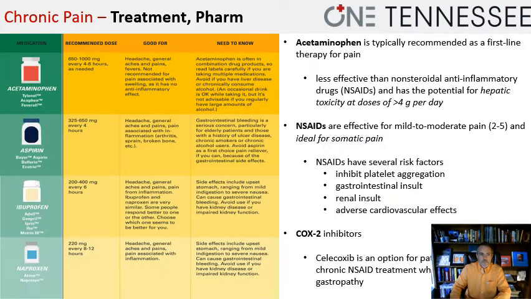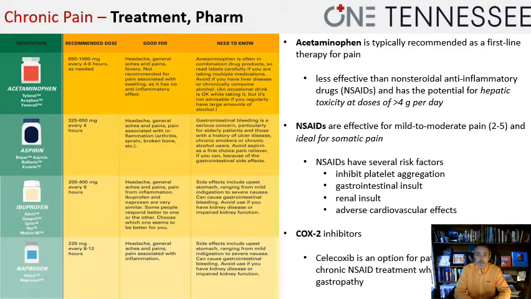So acetaminophen is typically recommended as a first-line treatment for pain. We're familiar with it. It's generally safe. It's over-the-counter. You need to make sure that when you are assessing pain, you get a complete over-the-counter history for your patients so you know what they've tried already or might be using already.